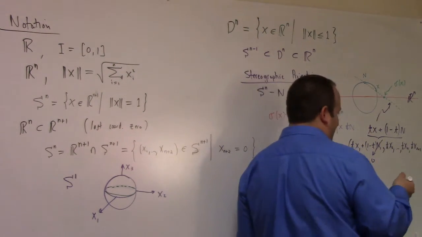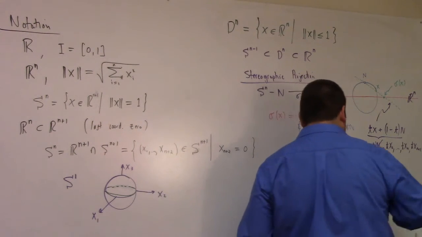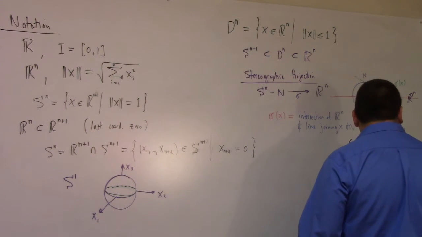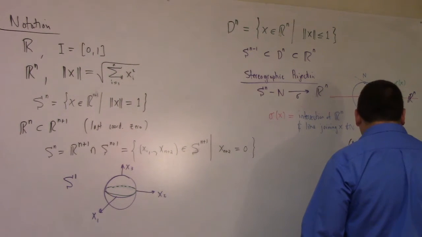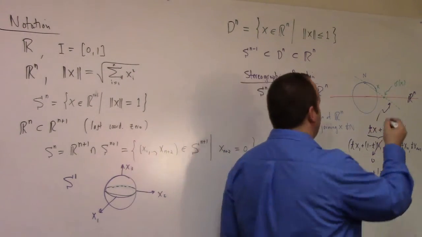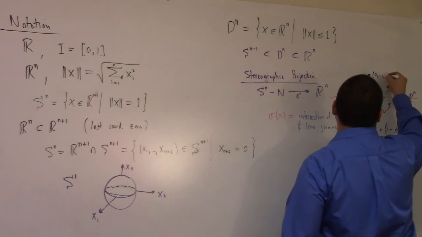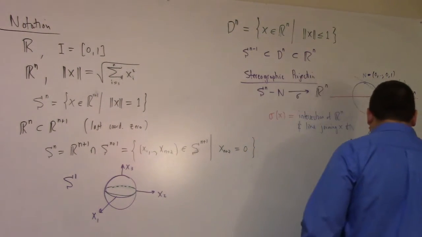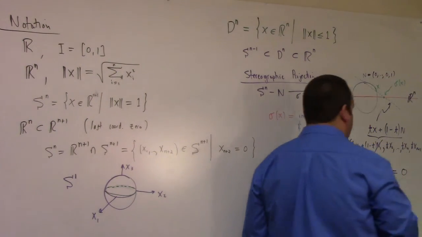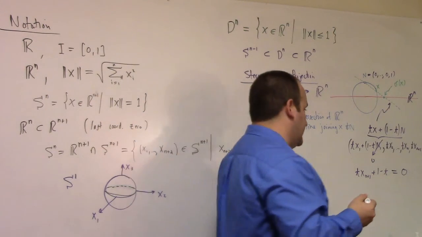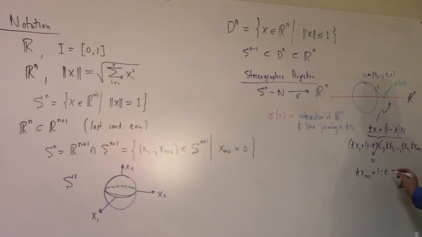Sorry, it gives me too much amusement to do this. But anyway, what we're really looking for is tx(n+1) plus 1 minus t, because the North Pole n is, after all, (0, 0, 1). So the last coordinate has to be equal to 0. That tells us which parameter we need to pick on that green line in order to find the point sigma of x we're trying to construct the formula for. And so you can solve for t.